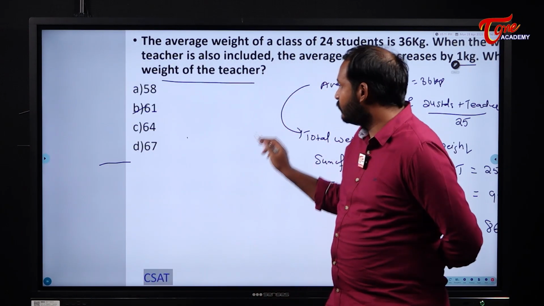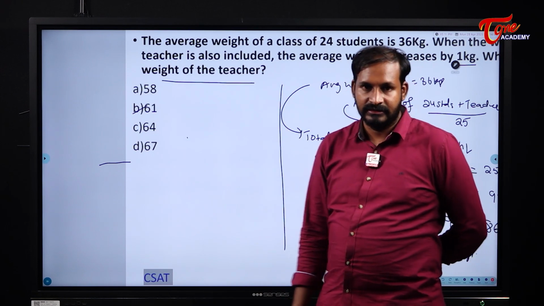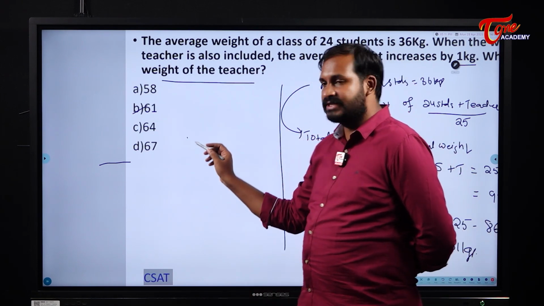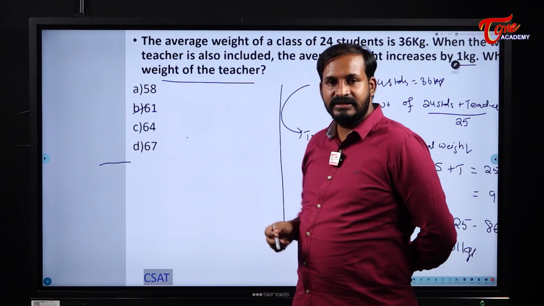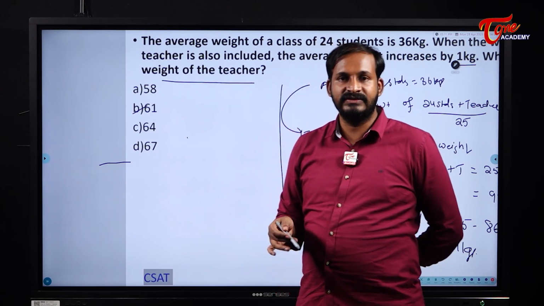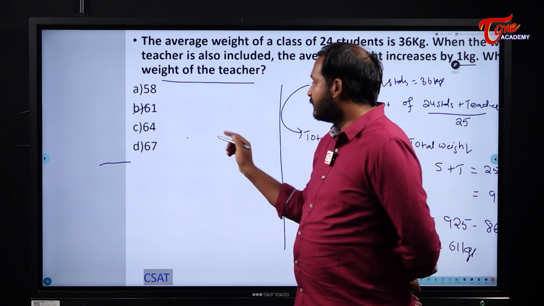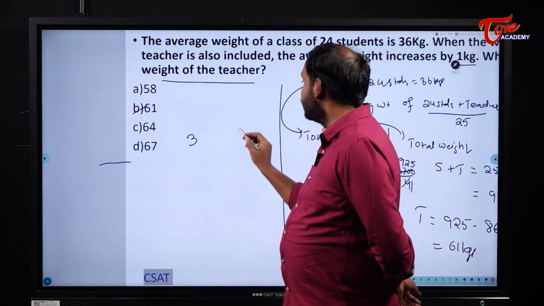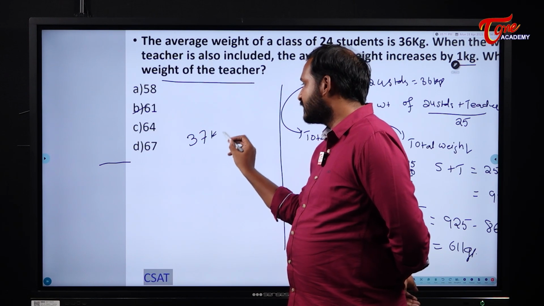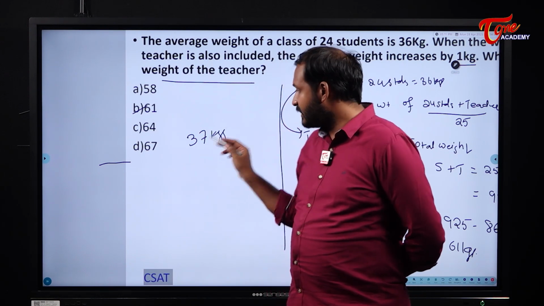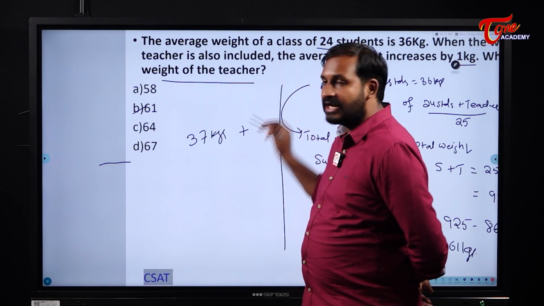Now, if I want to do the same one with the help of a shortcut, how am I going to do this? Please see here, the average is increased by 1, right? This 1 kg will be given by whom? The teacher. That means the teacher will have a minimum of 37 kgs, because the average moved to 37. Plus, already how many students are there in that class?